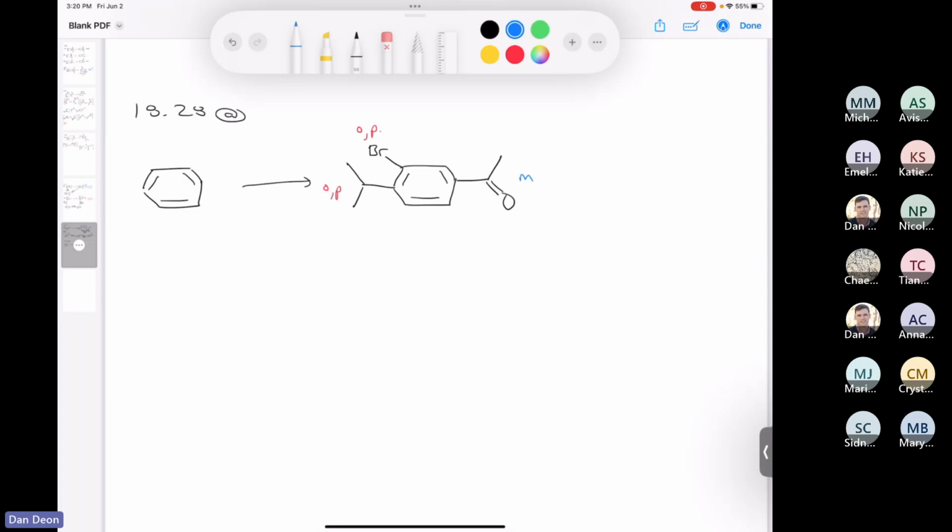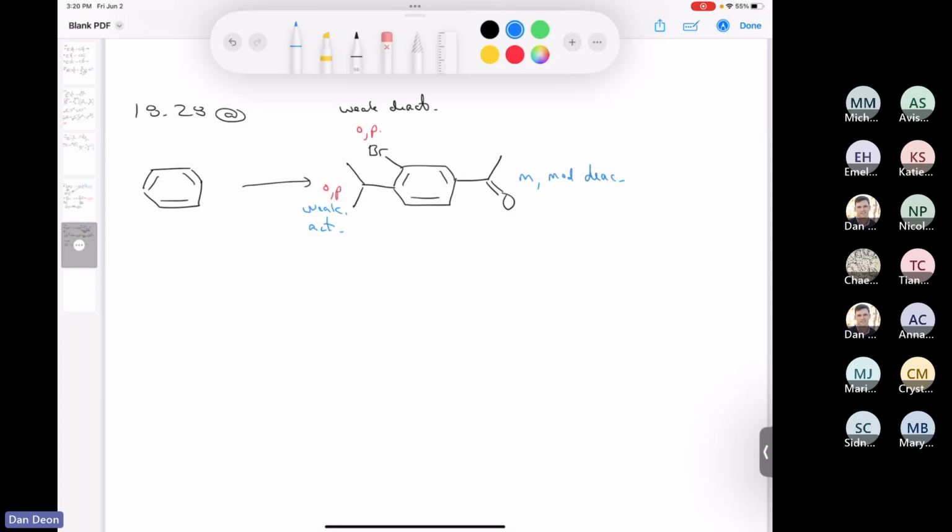Our meta director is a moderate deactivator. And if we go back to our ortho para directors, the bromine is a weak deactivator, and the isopropyl group would be a weak activator. So the question is, which one of these things do we want to install first? Does anybody have an idea of which one of these you would want to install first? Because there's a very specific order that will work here.